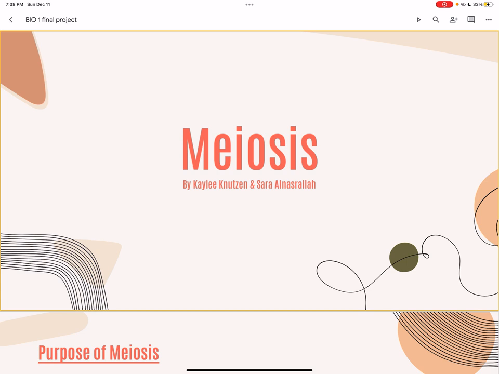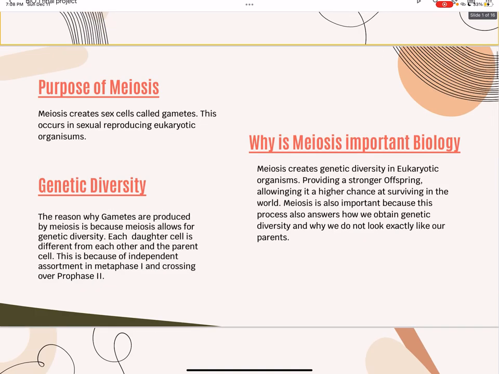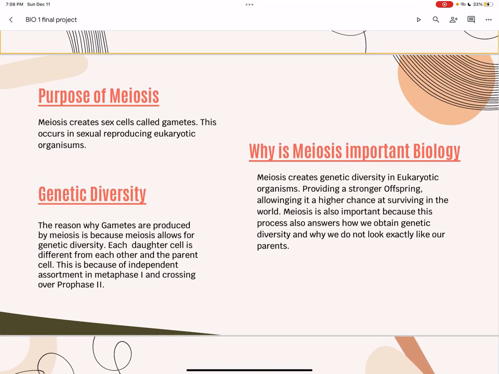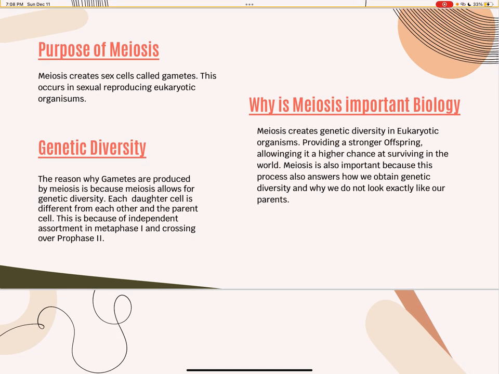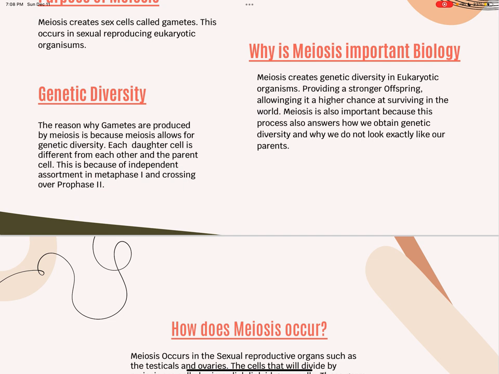Today, the topic we will be talking about is meiosis. The purpose of meiosis is to create sex cells called gametes. This occurs in sexually reproducing eukaryote organisms, and the reason why meiosis is so important to biology is because meiosis creates genetic diversity, which I will talk about further, in eukaryotic organisms, providing a stronger offspring, allowing it a chance of surviving in the world.